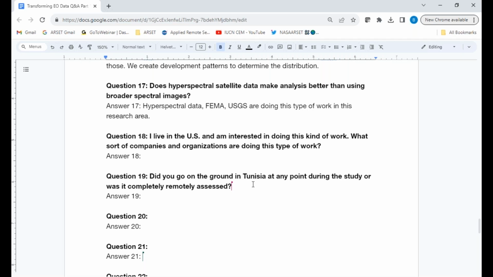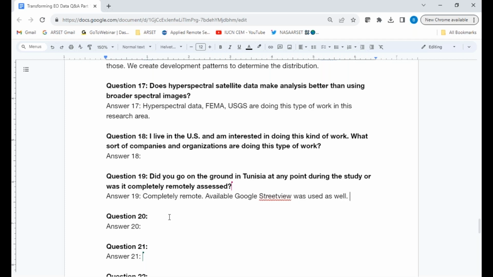Let's see here. Just briefly, did you go on the ground in Tunisia at any point during the study, or was it completely remotely assessed? It was completely remote. On the ground, in a sense that we use the available Google Street View and Mapillary ground imagery, but we relied heavily on that and the field survey study from the University of Tunis, essentially.